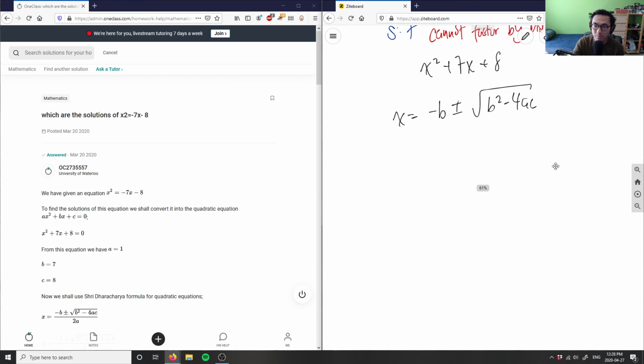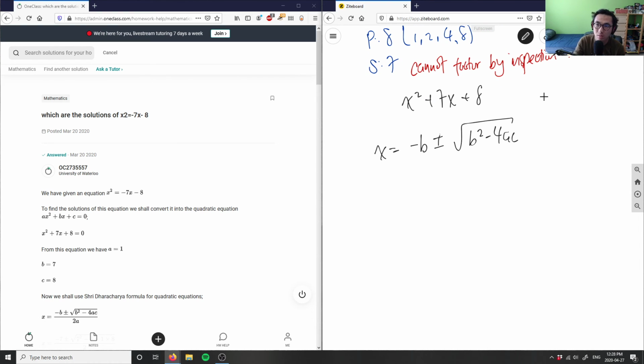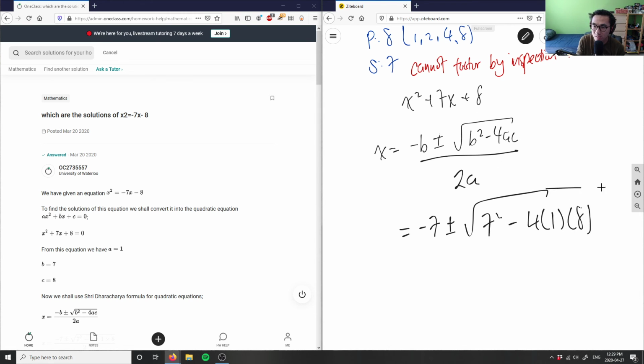Okay. Let me go back. So negative b plus or minus square root of b squared minus 4ac, all over 2a, right? So this here is my quadratic formula. And again, negative b, I have 7 here, right? 7 is my b value. Square root of b squared, which is 7 squared, minus 4 times a, which is 1, times 8, all over 2 times 1.